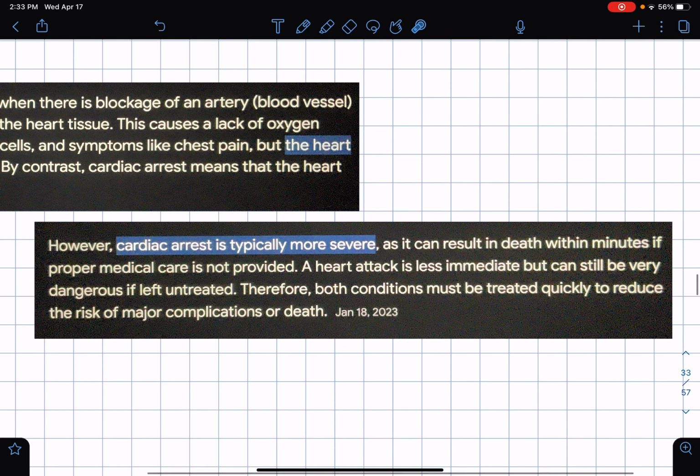But yeah, cardiac arrest is one heck of a disease. A heart attack is less immediate but can still be very dangerous if left untreated.